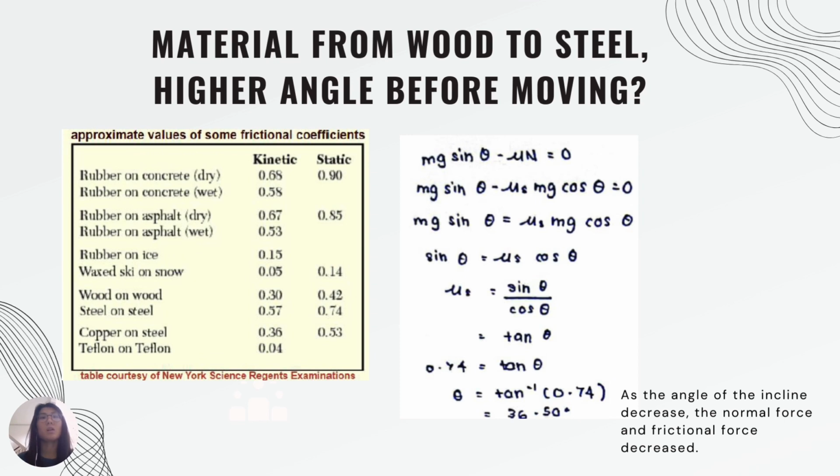So the static friction coefficient equals sin theta over cos theta, which is also the same as tangent theta. So we put the static friction coefficient in, which is 0.74, equal to tangent theta. So the angle will be 36.5 degrees. As the angle of the incline decreases, the normal force and frictional force also decrease. Then I will pass it to my next member.